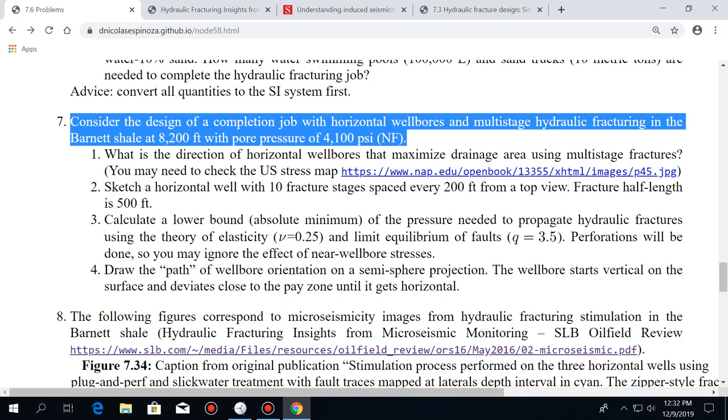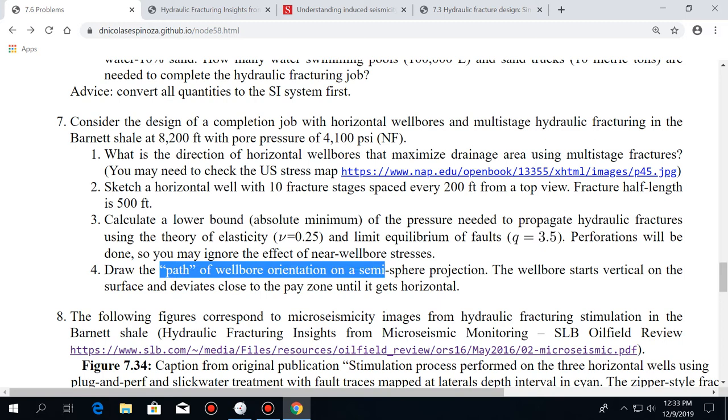And for this problem, I am also asking you to tell me where that wellbore is going to plot in a semi-spherical projection, the one that we use for drilling. You remember that? We talked that a horizontal wellbore is going to plot on the outer zone of the stereonet, and a vertical wellbore is going to plot in the center. And any deviated wellbore is going to plot in between the center and the edge of that semi-spherical projection.